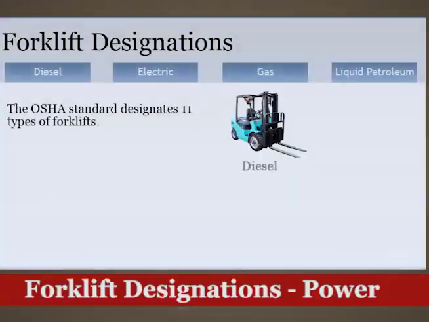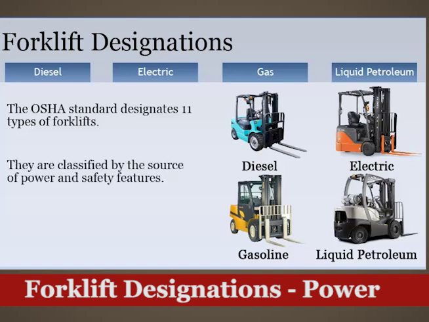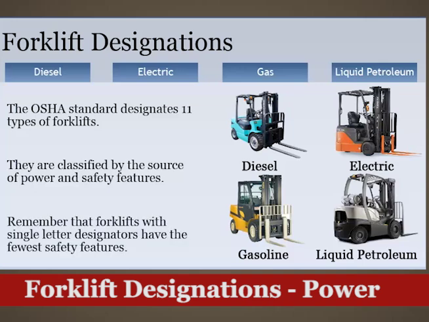The OSHA standard designates 11 types of forklifts. These classifications are used to determine which type of forklift is appropriate for specific hazard environments. They are classified by the source of power and safety features. Remember that forklifts with single-letter designators have the fewest safety features.